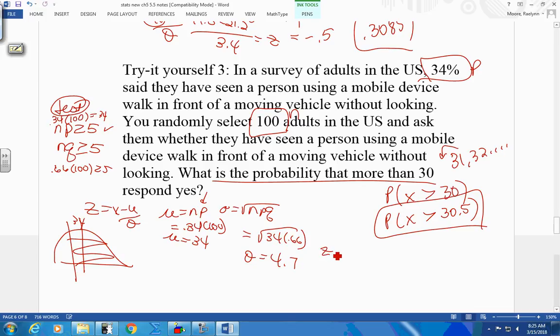Now, we're going to take your z-score formula. What's my x value? That's my n. 30.5. There's my x.